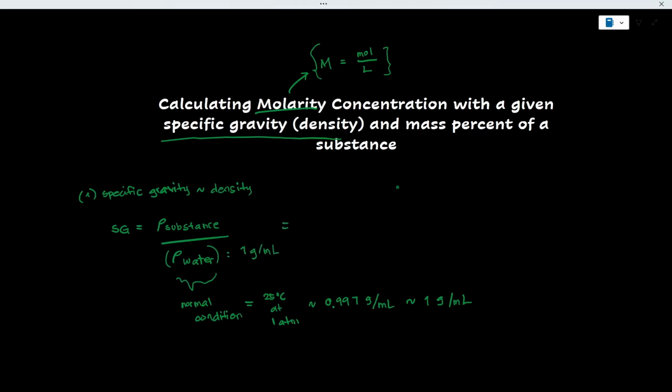Thus, SG here is equal to the density of a substance over 1. If you divide some value over 1, it is just equal to that value, right? So oftentimes SG is just equal to the density of a substance. This will be a useful insight that we can use in the problem later. So specific gravity is equal to the density of a substance.